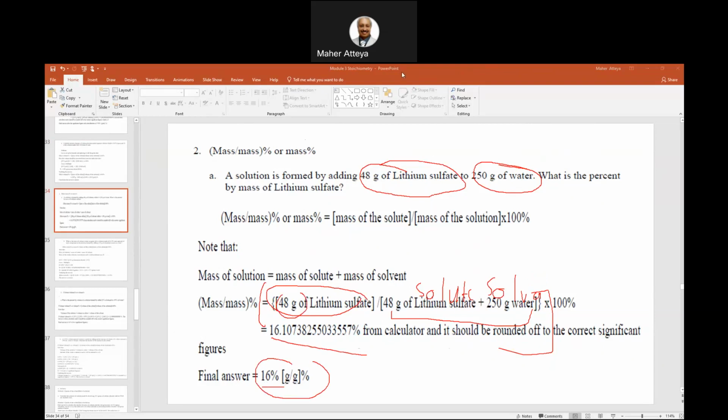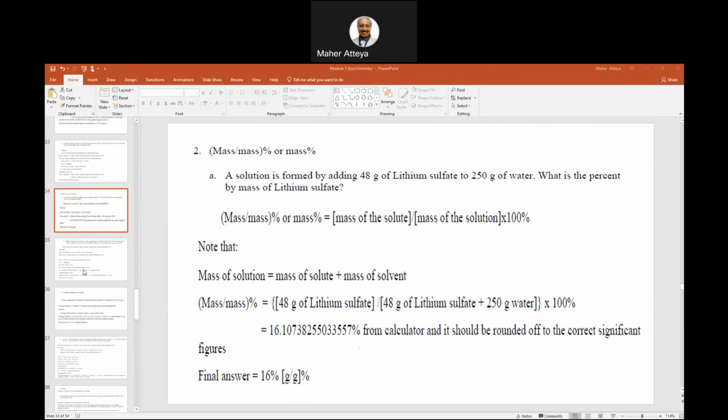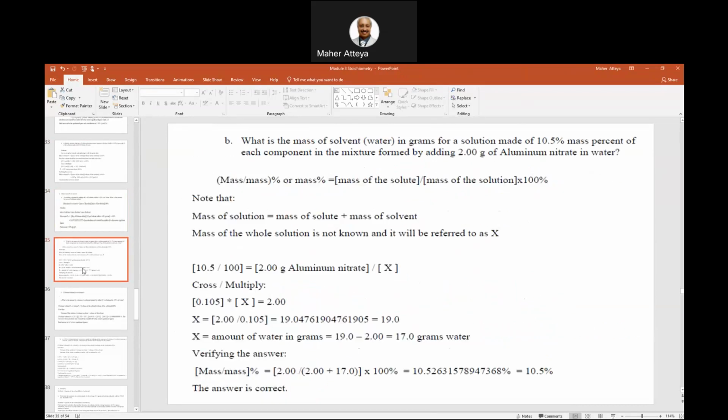So let's look further at another example. Now we'll do another question. Mass over mass is given to you. So this one here is given.